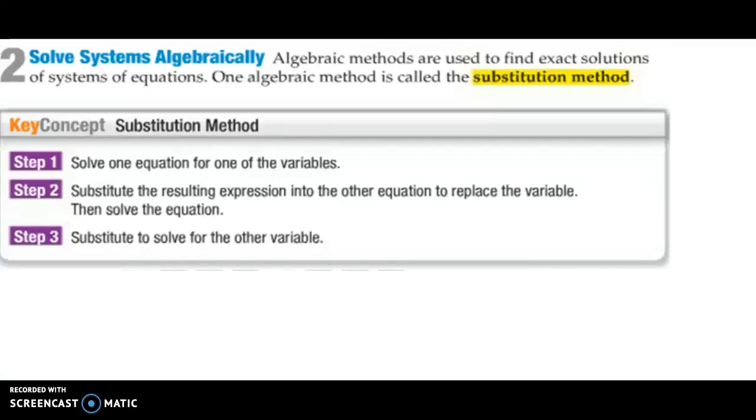Another way to solve systems of equations is by using substitution. In the substitution method, you set both equations equal to a variable, or one of them equal to a variable, then you substitute it in and solve for the variable.